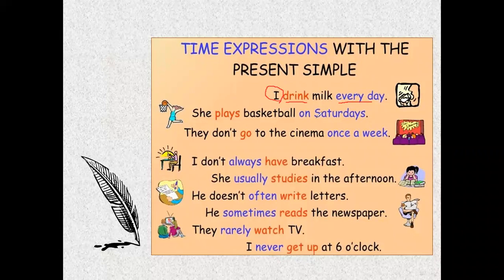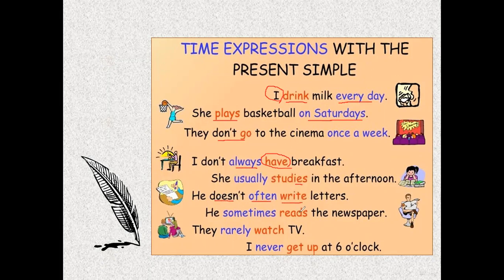She plays basketball on Saturdays. So I use plays. They don't go to the cinema once a week. Here I use don't go. I don't always have breakfast. Always is the key word or time expression for the simple present, so I use have. She always, or she usually, studies in the afternoon. Studies. He doesn't often write letters. Often is the time expression for the simple present, so I use doesn't write.